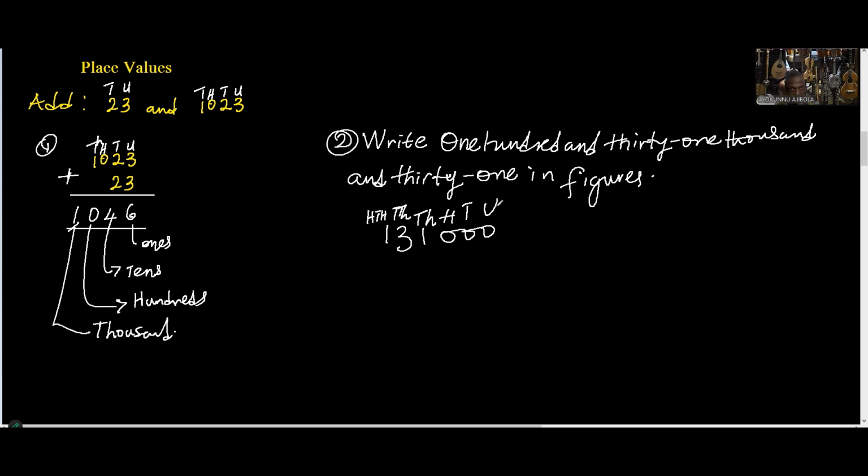So the other number that I'm writing is 31. I'll just drop it: three tens and one. So I'll drop three on the tens and one on the unit. So to write the number in figures, this is just going to be 1, 3, 1, 0, 3, 1. So this is the value in figures.